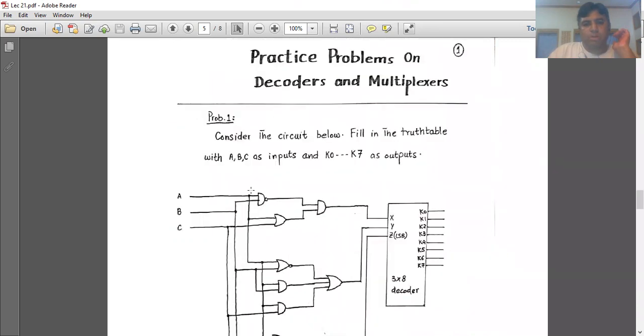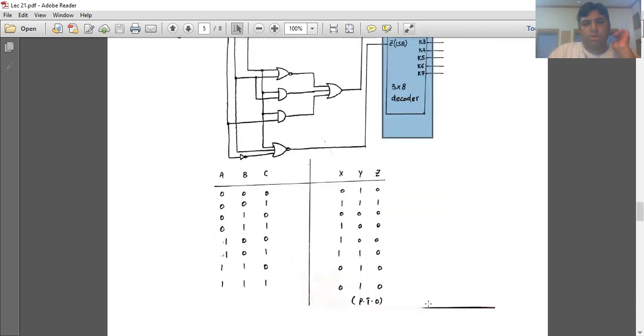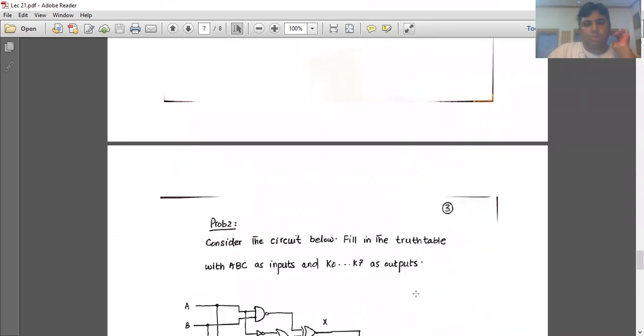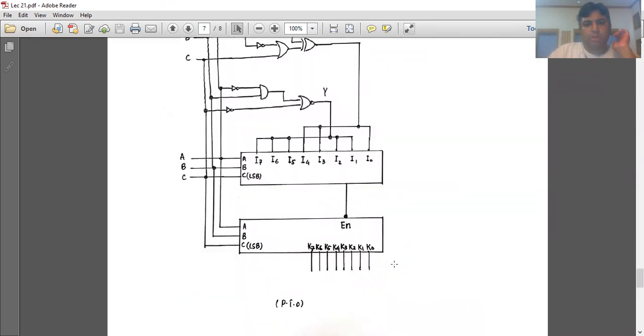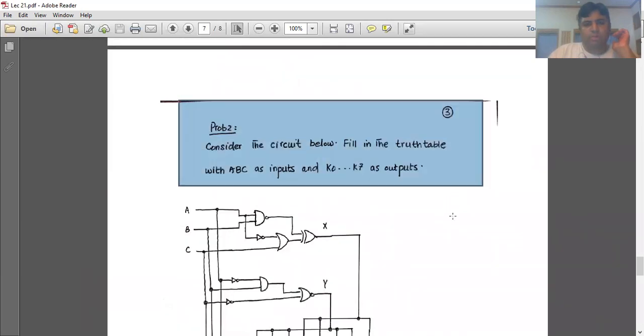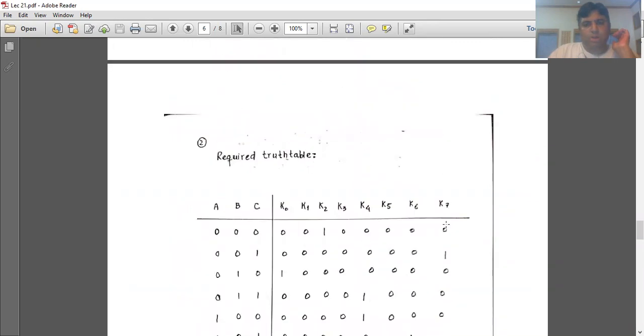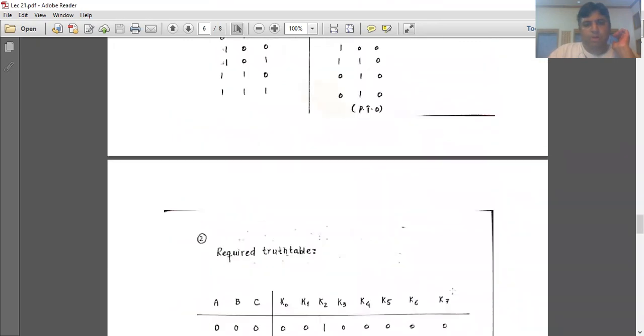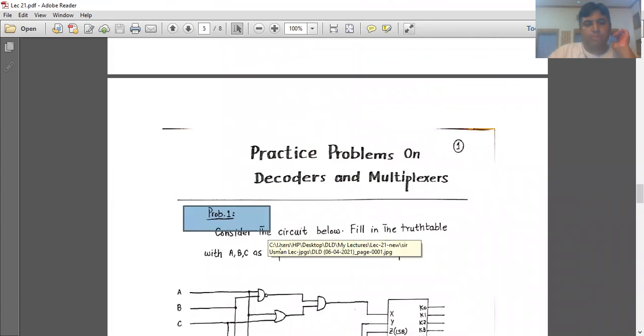This is problem 1 of 3 by 8 decoder. And we have another problem of, let's say, multiplexer and decoder. So this problem we will do in the next lecture. So in today's lecture, we will cover up to this first problem.